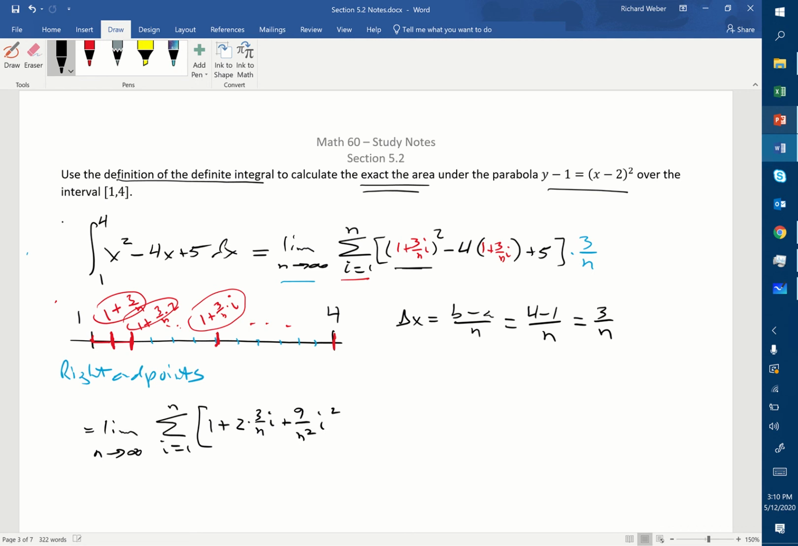It's fun. We're going to distribute the 4. We're going to get a minus 4 minus 12 over n i and then plus 5. And who's waiting outside? 3 over n is still waiting. Okay, so all this is really just messing around with this thing right now. It's nothing but algebra. I know you don't know what's going to happen. There's a trick at the end. You're going to find out what it is in a little while.